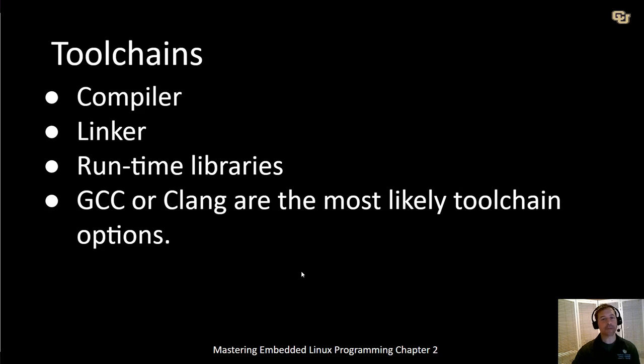So when we talk about a toolchain, what we really mean is a combination of a bunch of different components, including the compiler, the linker, and the runtime libraries. There are two popular options that the book discusses as likely toolchain options, GCC and Clang. We're going to cover GCC in this book, and we'll use that as part of assignments 2 and later.